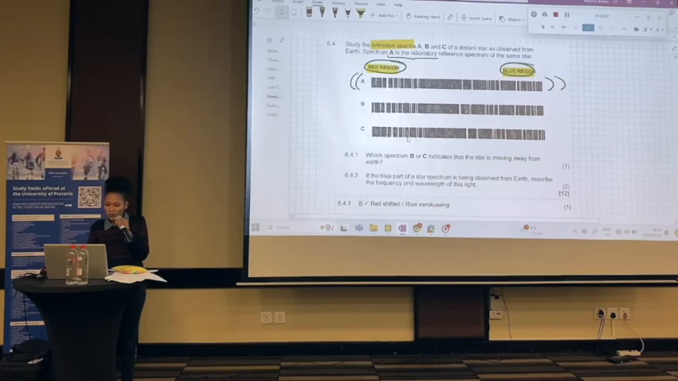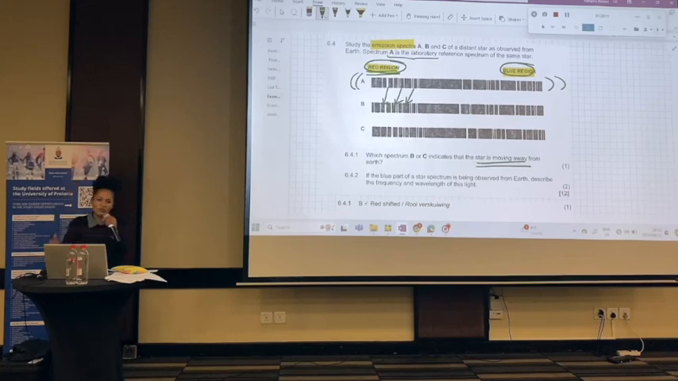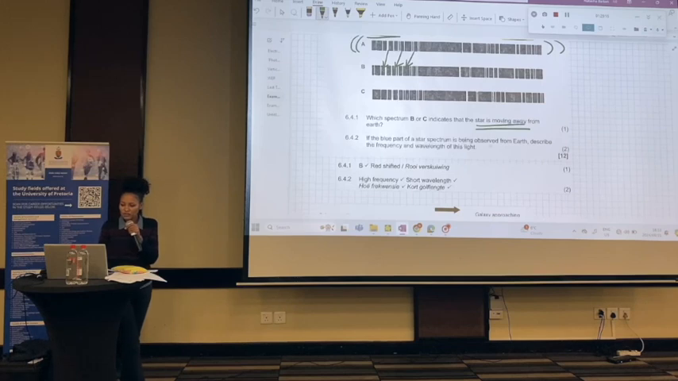So when they said which spectrum indicates that the star is moving away, you guys should know that motion away is associated with redshift. And so we can see over here that this one moves towards the left and it's therefore redshifted from the original emission spectrum. They say if the blue part of the spectrum is being observed, describe the frequency and wavelength of the light.